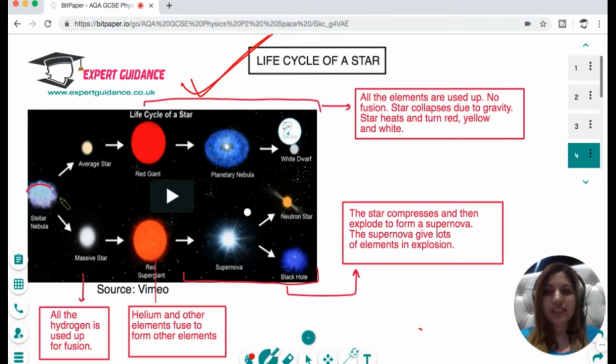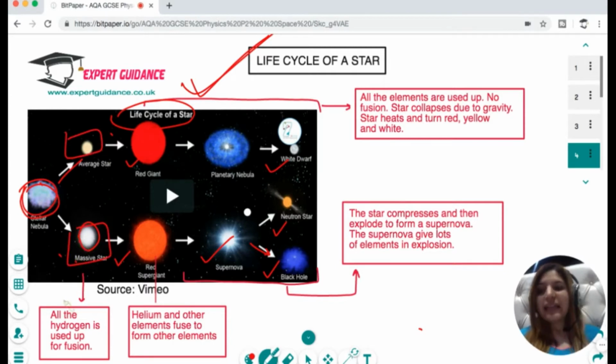Now it is very important to know the life cycle of the star. So it starts with the stellar nebula, and if it is a normal star, then it becomes a red giant, and then it becomes a white dwarf. On the other hand, if there's a star bigger than the sun, then it goes into a red supergiant, and then it explodes to form a supernova, and a supernova can then break to form a black hole and a neutron star. Now, from the stellar nebula, it becomes a protostar and then a star, and it starts to do nuclear fusion.